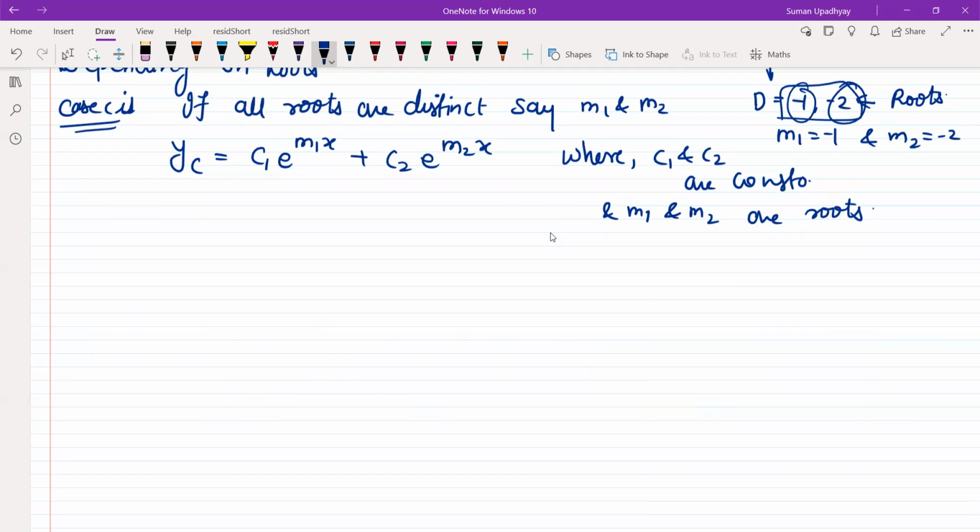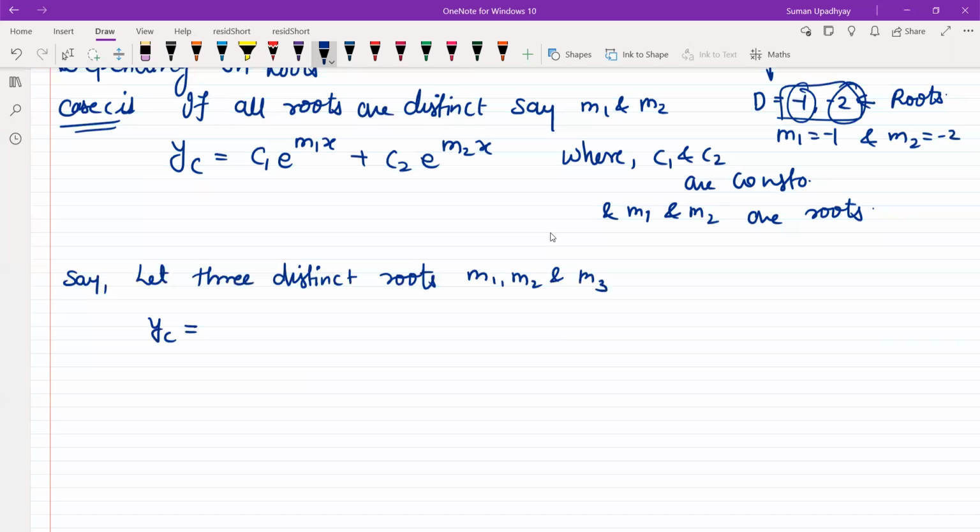Okay, suppose there are 3 roots, and there are 3 distinct roots. Then in that case, can you tell what the formula of yc will be? All these formulas did not just appear like this, students. There is a derivation, but derivation is not part of your syllabus. You just have to use the application of it. So we'll just take down the formula as it is. All right. So if 3 roots are there and all the roots are distinct, then in that case what will be the formula of yc? yc stands for complementary function.